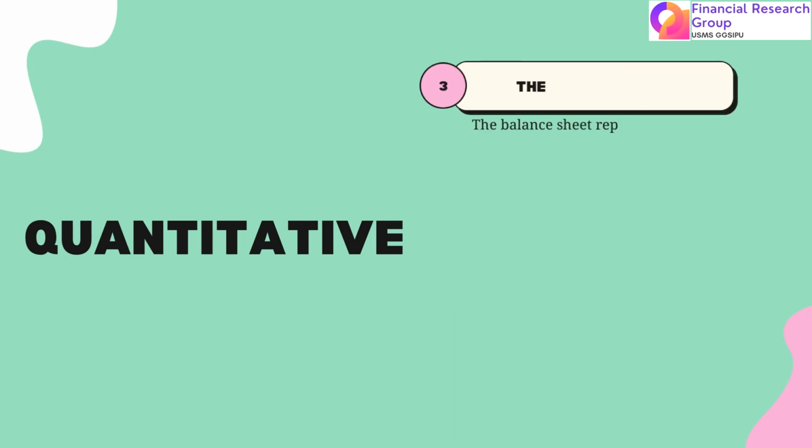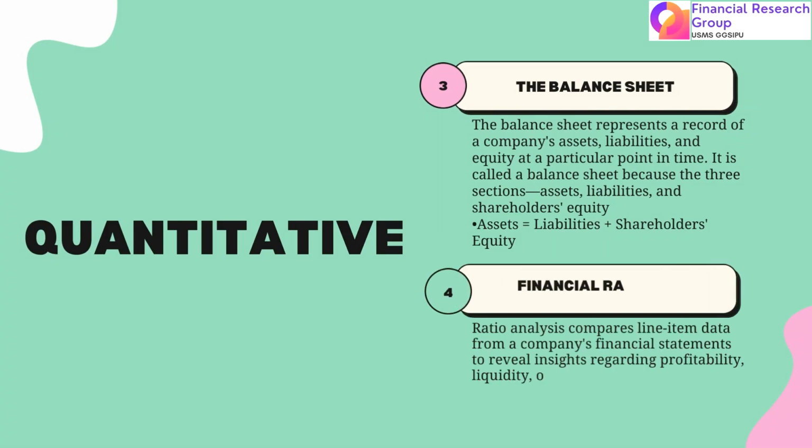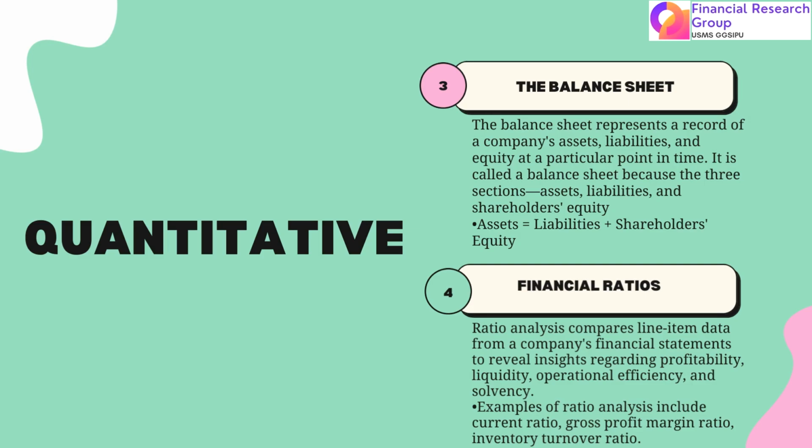Third, the balance sheet. The balance sheet represents a record of a company's assets, liabilities, and equity at a particular point in time. It is called a balance sheet because the three sections, assets, liabilities, and shareholders' equity, must balance. Fourth, financial ratios. They compare line item data from a company's financial statements to reveal insights regarding profitability, liquidity, operational efficiency, and solvency. Examples of ratio analysis include current ratio, gross profit margin ratio, and inventory turnover ratio.